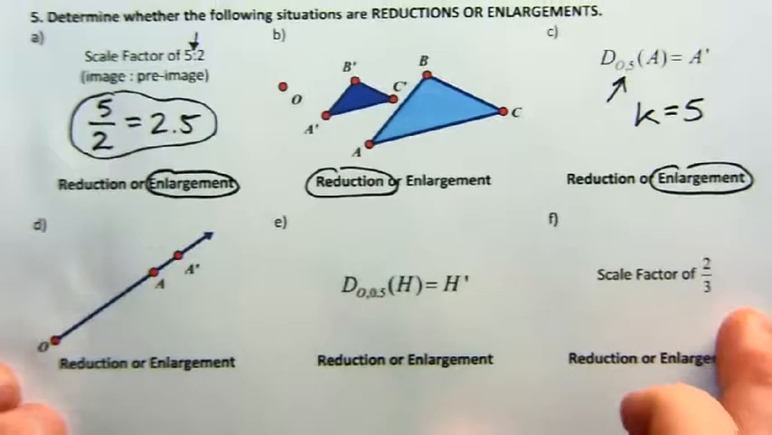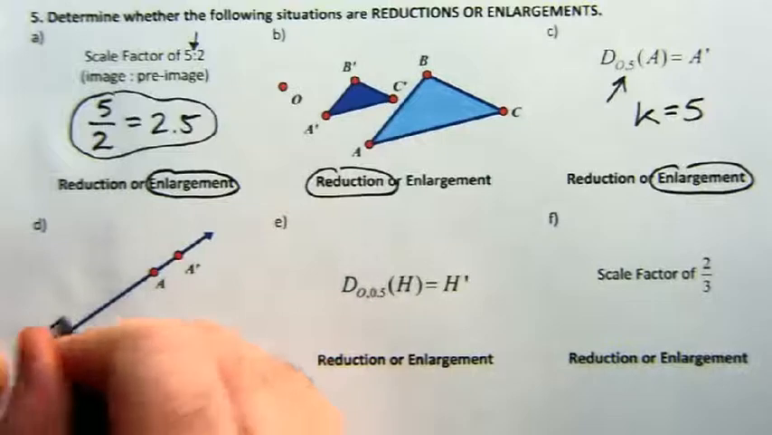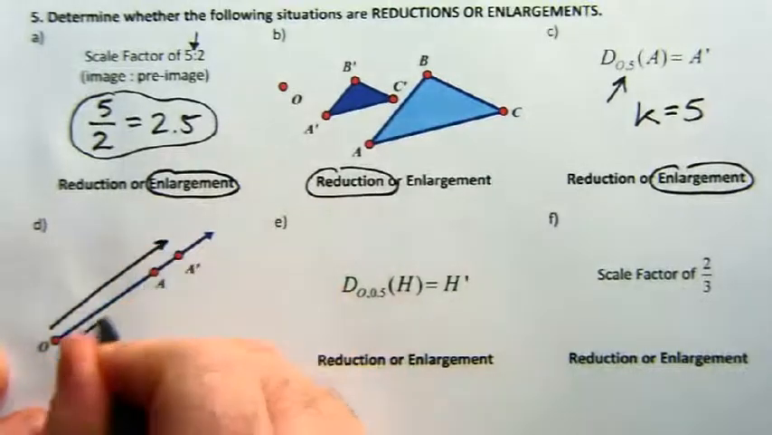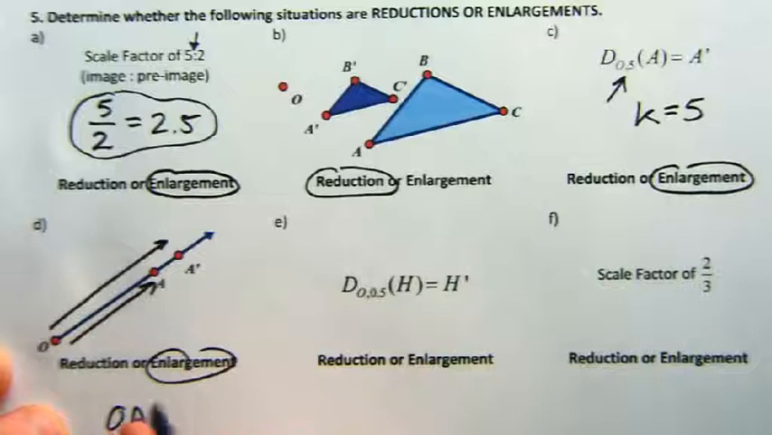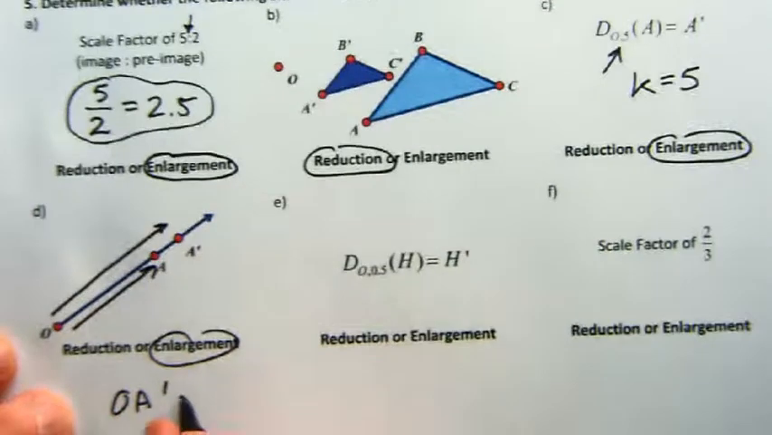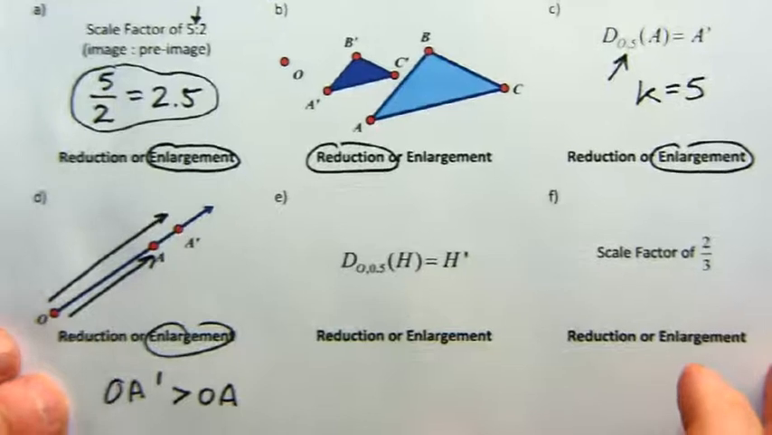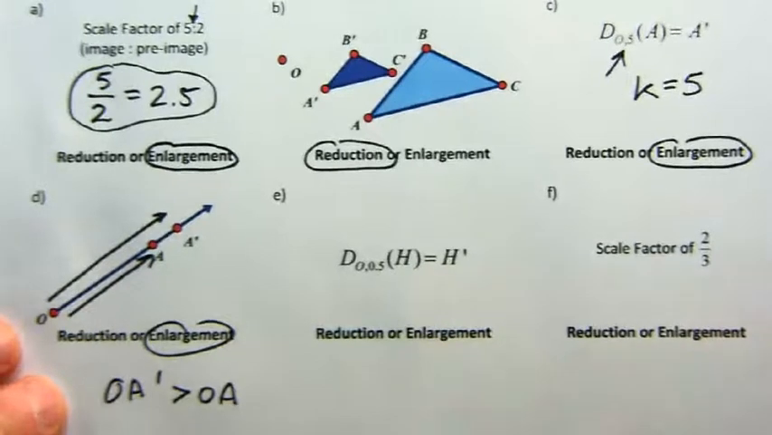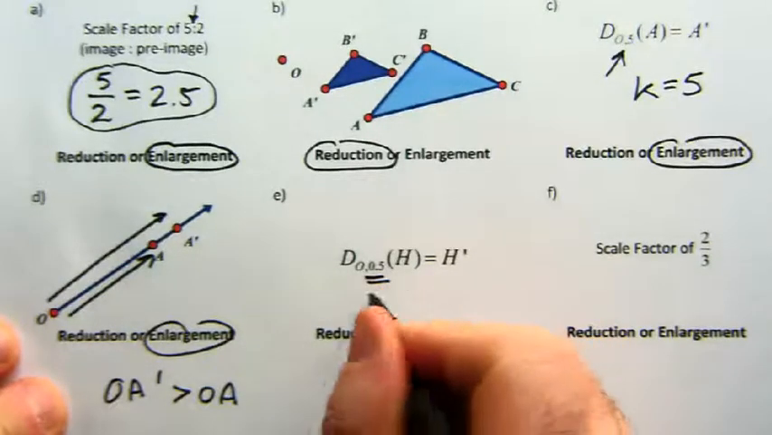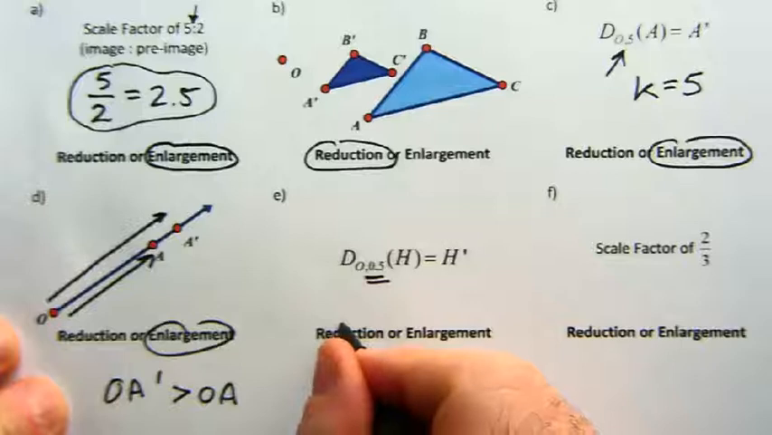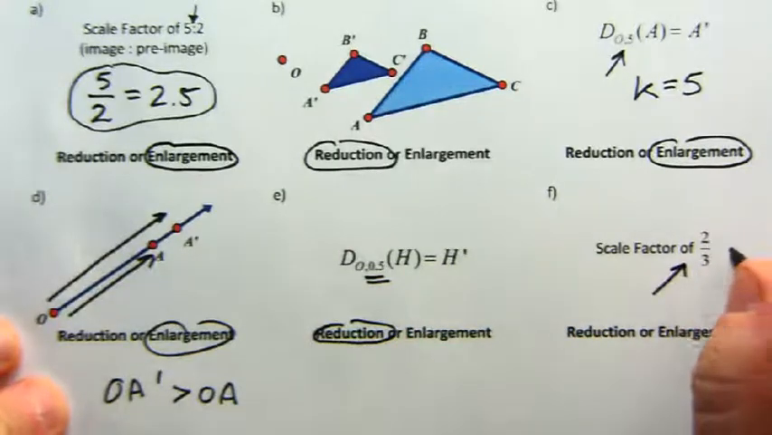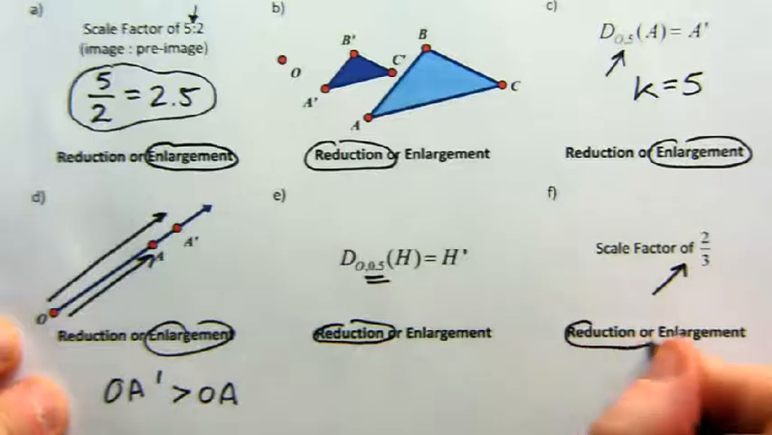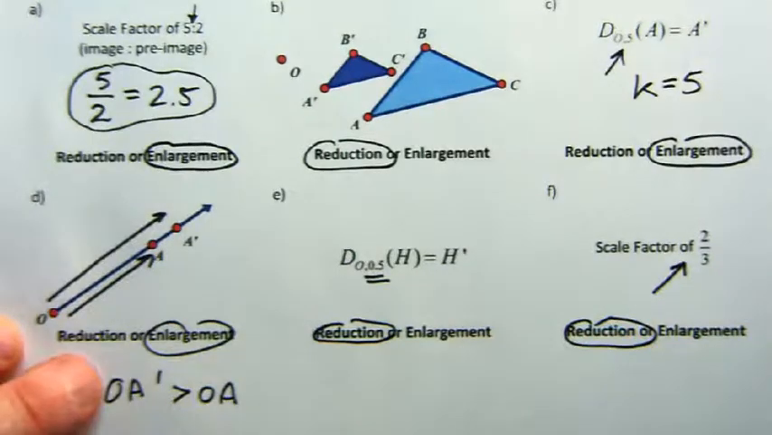So let's finish these other ones. Notice that A prime is further away than the original. It got bigger, right? OA prime is greater than OA, so the image is bigger than the original. Here we're multiplying by 0.5. That, of course, is a reduction. Here our scale factor is 2/3. That is less than 1, and so we have ourselves a reduction.